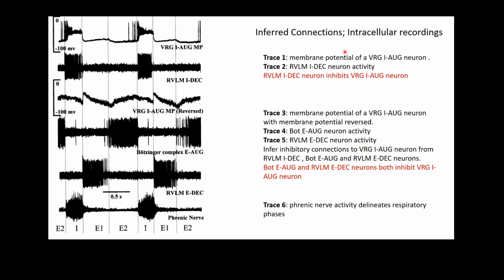Here's some more inferred connections. Here I have an intracellular recording of a ventral respiratory group inspiratory augmenting neuron, and you can see it depolarizes. It's going to fire action potentials down the spinal cord here.